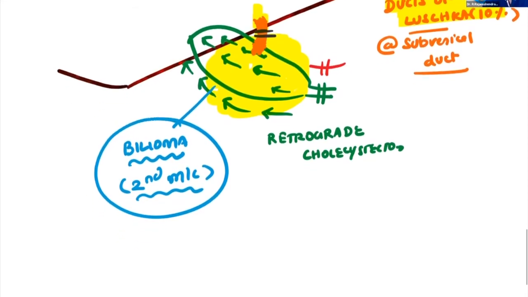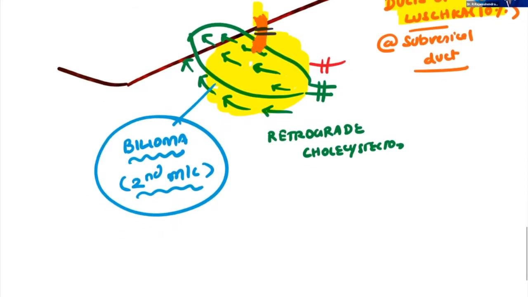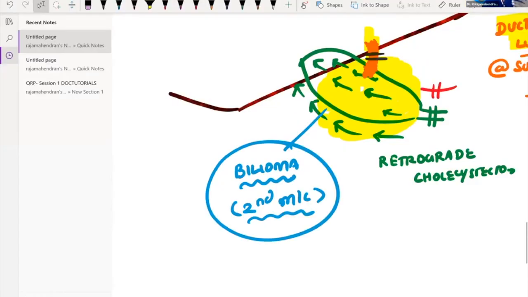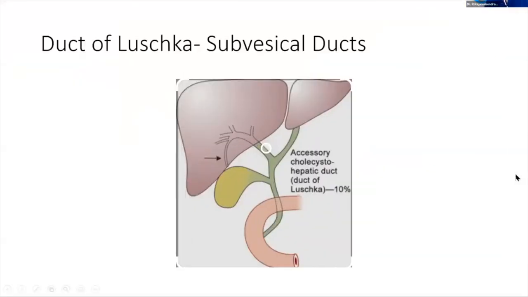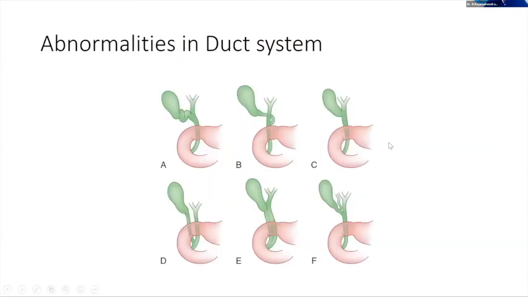You should not forget ducts of Luschka or subvesical duct. Where is it connected? It is connected somewhere to the right side duct. I'll show you. Can you see? This duct of Luschka goes from the gallbladder to somewhere on the right side duct like this. It's a connection. It's an accessory duct. So you can see the various abnormalities in the cystic duct. So many abnormalities are there.